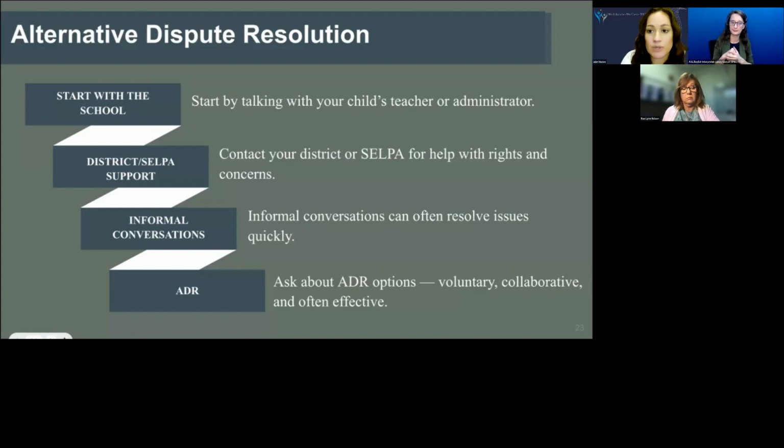And then alternative dispute resolution, or ADR. Ask about the ADR options that are available, knowing that ADR is voluntary, it's collaborative, meaning there are collaborative conversations, and it's often very effective. To highlight a resource specific to alternative dispute resolution supports, I'm going to transition over to Michelle Kinner from Pathways to Partnerships to share the assistance that they provide.